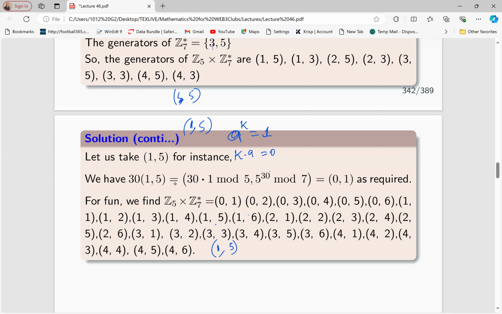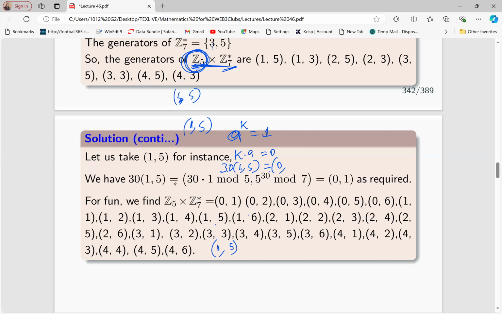Now, we have the two groups here. We have one which is additive and one which is multiplicative. So we've said that (1, 5) is a generator, so its order is also 30. That means 30 multiplied by 1 should give us 0. And of course, that is what it does. 30 multiplied by 1 is 0 mod 5.